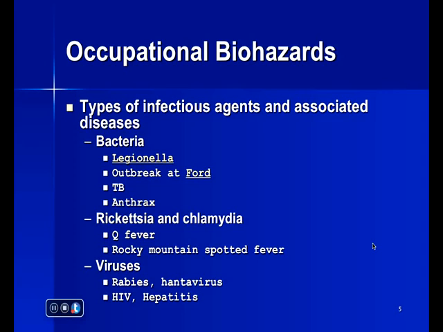Now the next class is the rickettsial and chlamydial agents, and things like Q fever and Rocky Mountain spotted fever, which is a tick-borne disease, can fit into this. Q fever is an agricultural disease that gives flu-like symptoms. It's one of those bizarre type diseases.